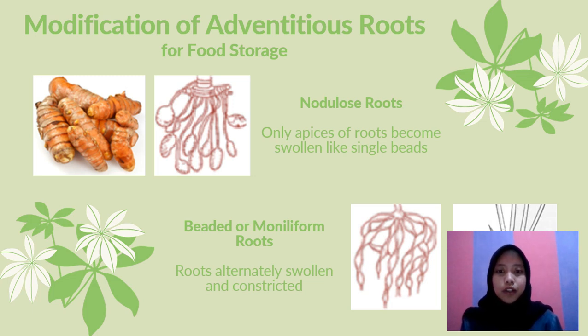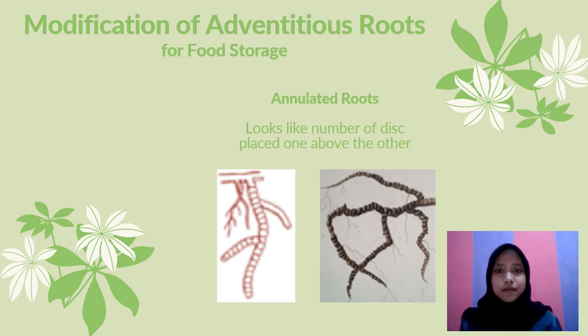Next is beaded or moniliform roots. Roots are alternately swollen and constricted. It is similar to nodulose roots, but the beads are so many, so it forms a string of beads. That is why they are called moniliform roots. The example is grass. Last is annulated roots. It looks like a number of rings placed one above the other. The example in bahasa is akar IPK, which is usually used for herbal medicine.